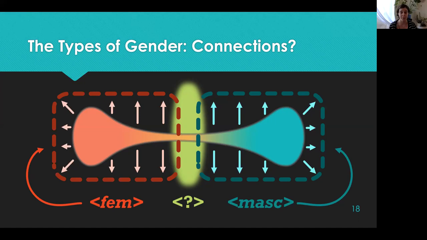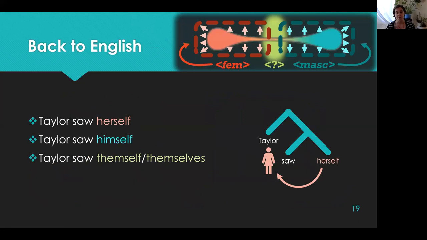So going back to English, if we're thinking about this construction of three levels, when we have sentences like "Taylor saw herself," then herself can very clearly refer to Taylor if Taylor's a woman. If Taylor's a man, then "Taylor saw himself." Himself can very clearly co-refer to Taylor. And with themself or themselves, Taylor and the anaphor can co-refer if Taylor's gender is unknown or non-binary or possibly not relevant. There's a lot more flexibility here.